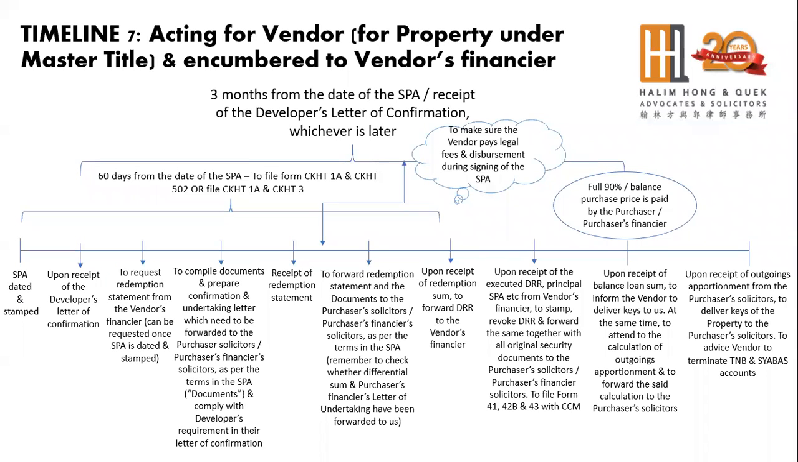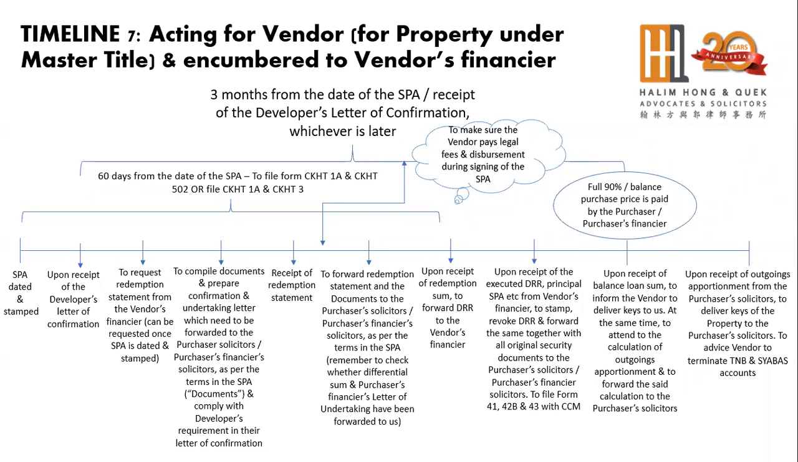So, but for the filing of CKHD, always remember it's not from the date of the developer's confirmation. For master title case, right, 60 days to file CKHD is from SPA date. It's always from SPA date. So it's either from SPA date or letter of consent to transfer or foreigner consent. Okay, so for non-title, you have to write to the developer and then request for redemption statement, compile documents.